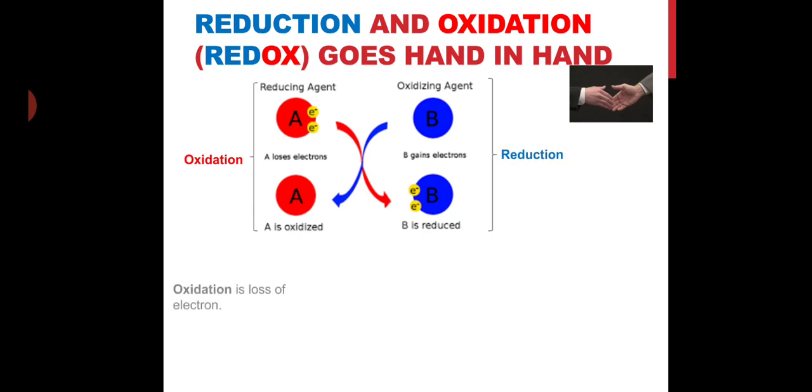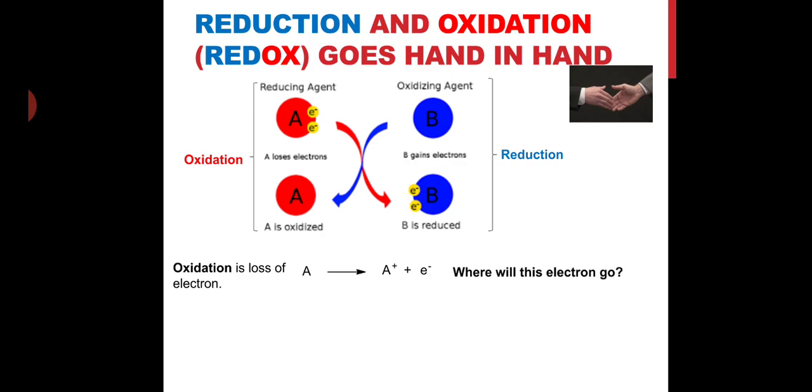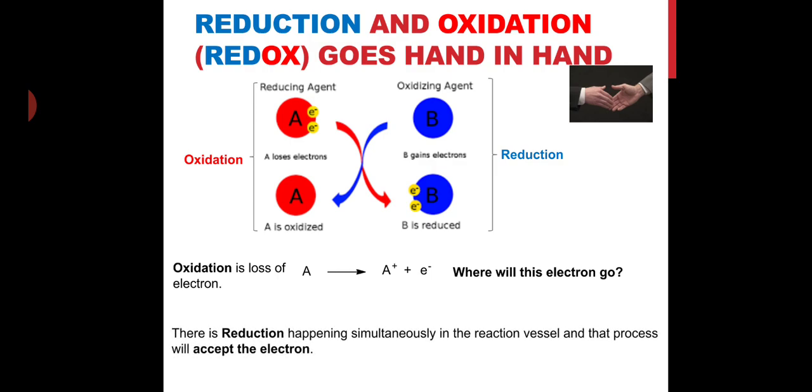Therefore, oxidation is loss of electron. A loses electron and becomes A plus. But where will this electron go? There is a reduction happening simultaneously in the reaction vessel, and that process accepts the electron. B plus electron gives B minus.